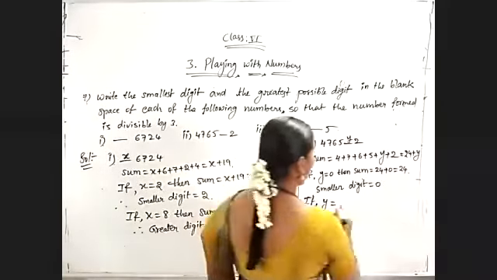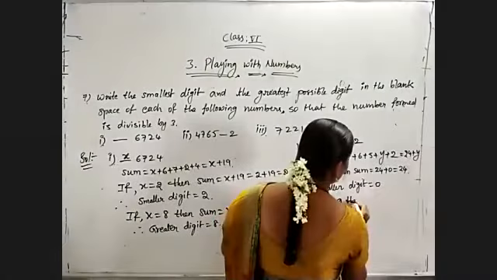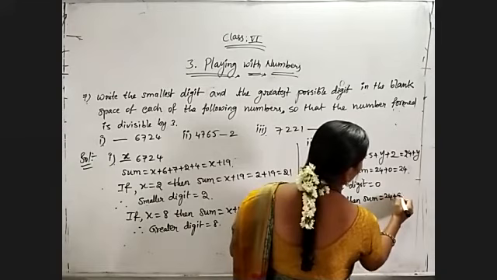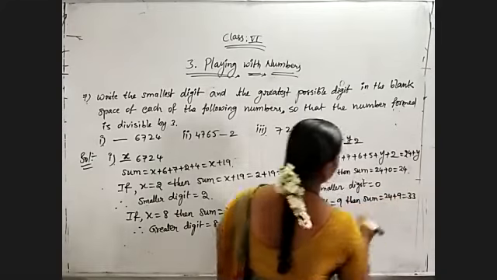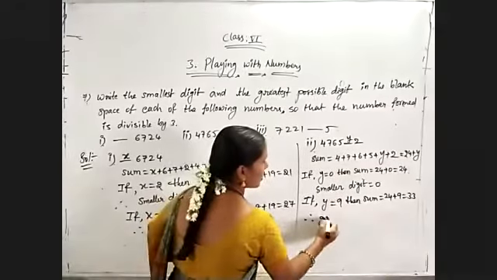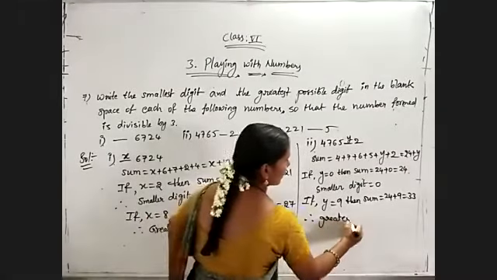So if y is equal to 9, then the sum will be equal to 24 plus 9. 24 plus 9 is equal to 33. So 33 is a multiple of 3. Therefore, the greatest possible digit is equal to 9.